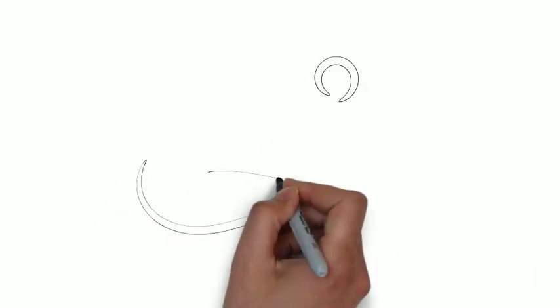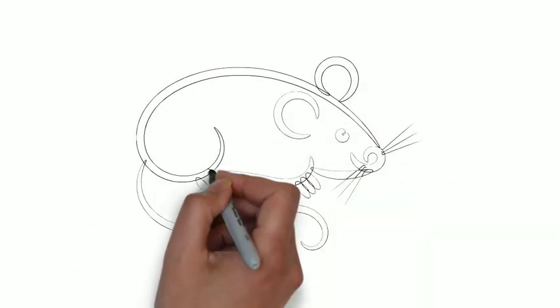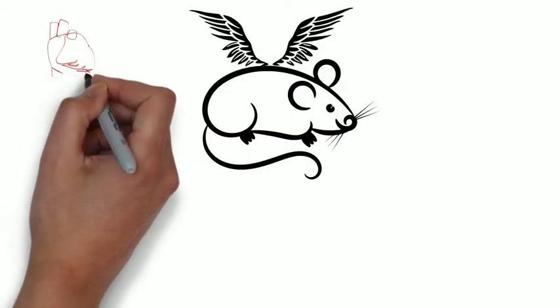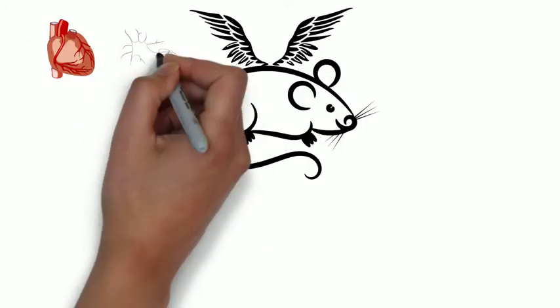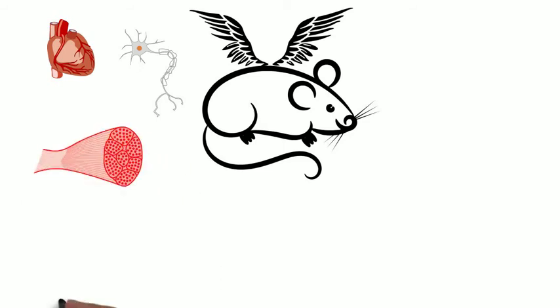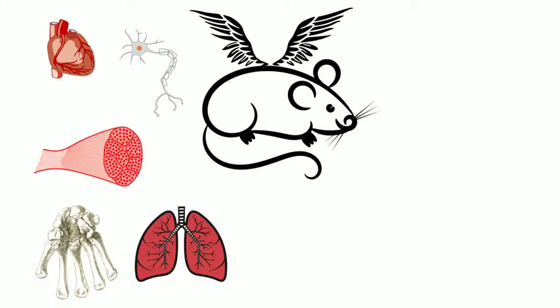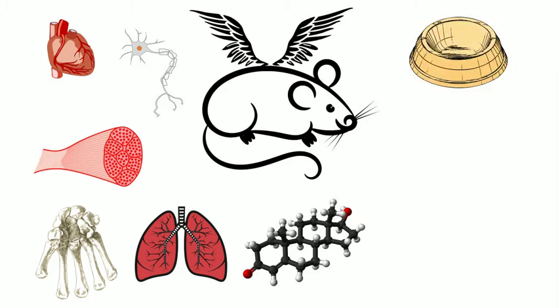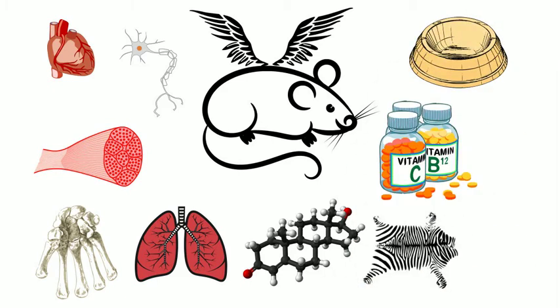For example, think of mice. Say we want to have mice grow wings like angels. Well, that would mean redesigning the circulatory system, the nervous system, the muscular structure, the skeletal structure, the respiratory system, hormonal systems, as well as adjusting caloric requirements, nutritional requirements, skin coverage. I could go on, and I'm sure I missed something because I'm not a biologist here.